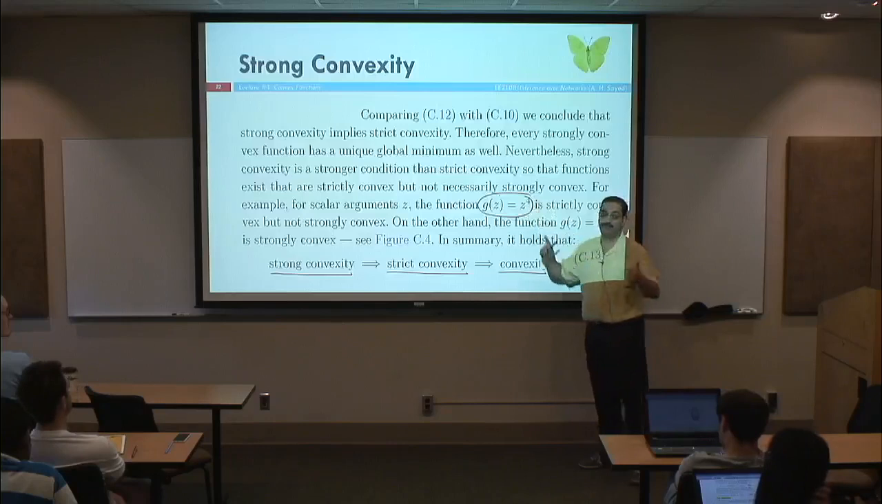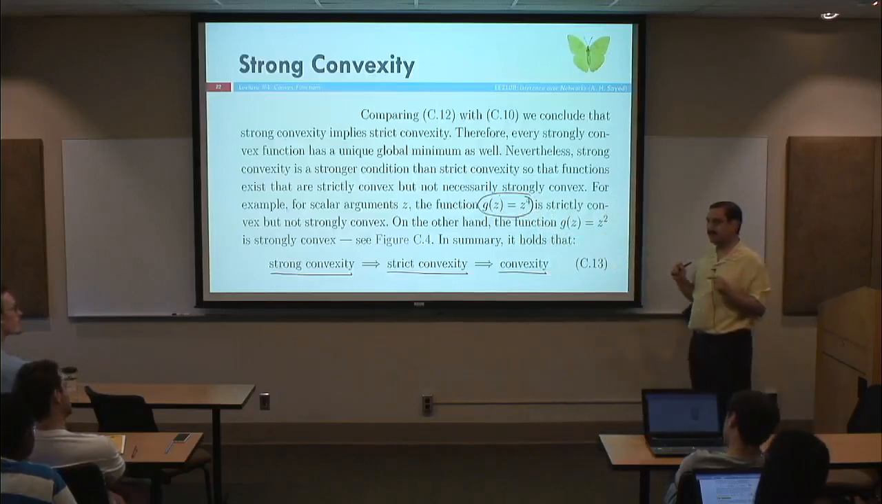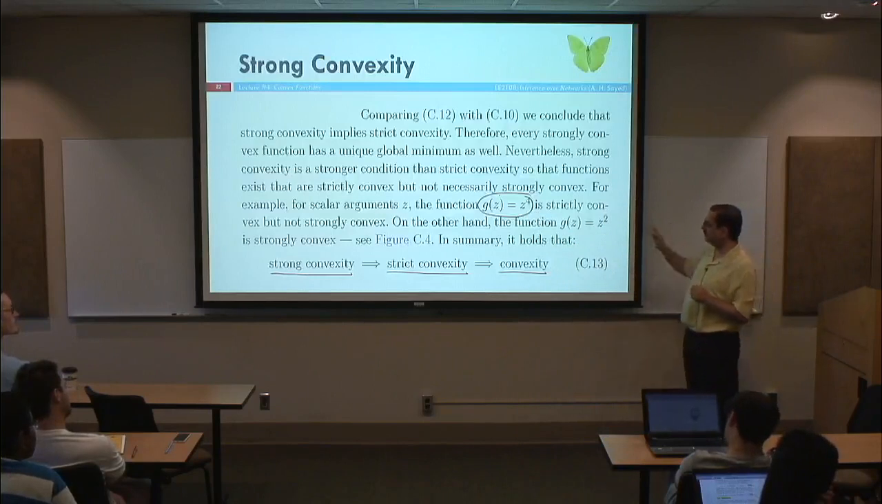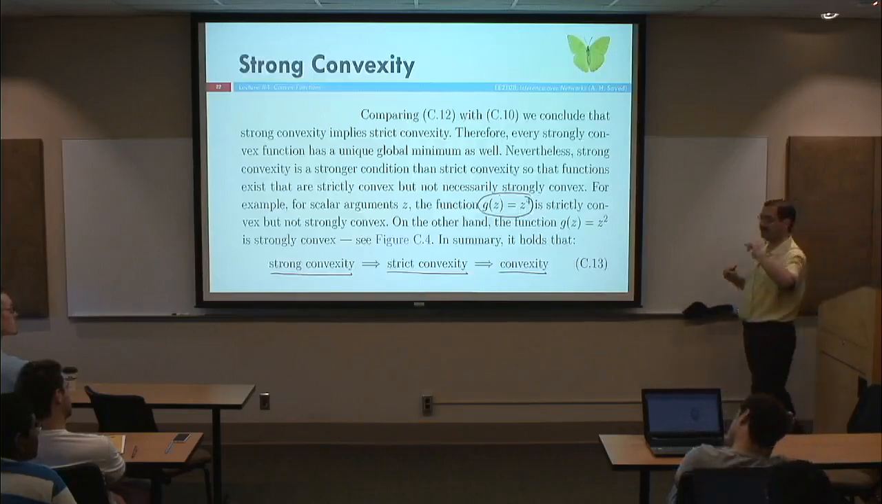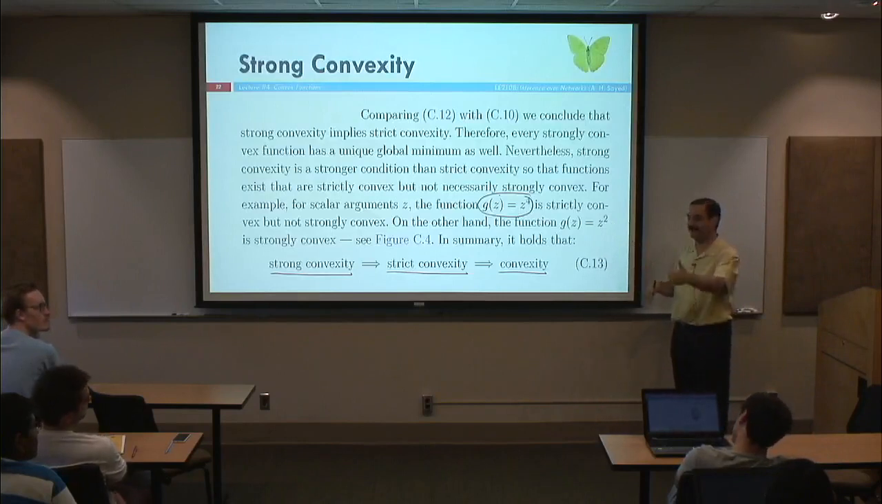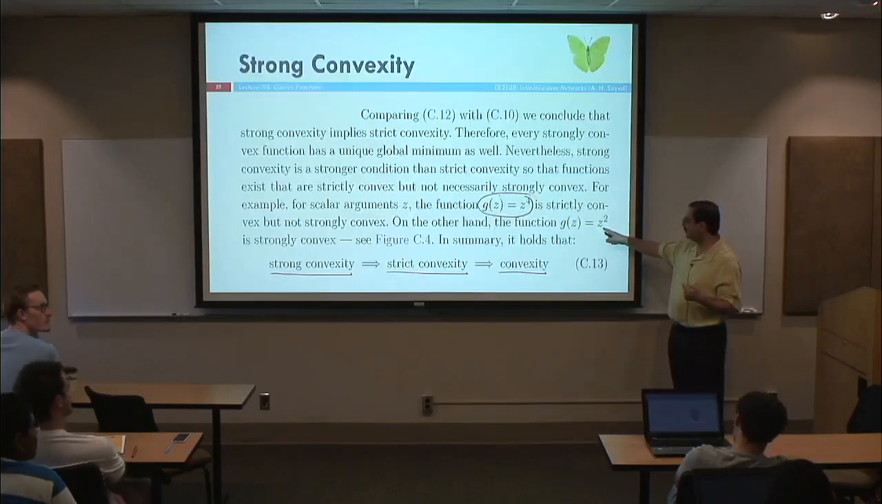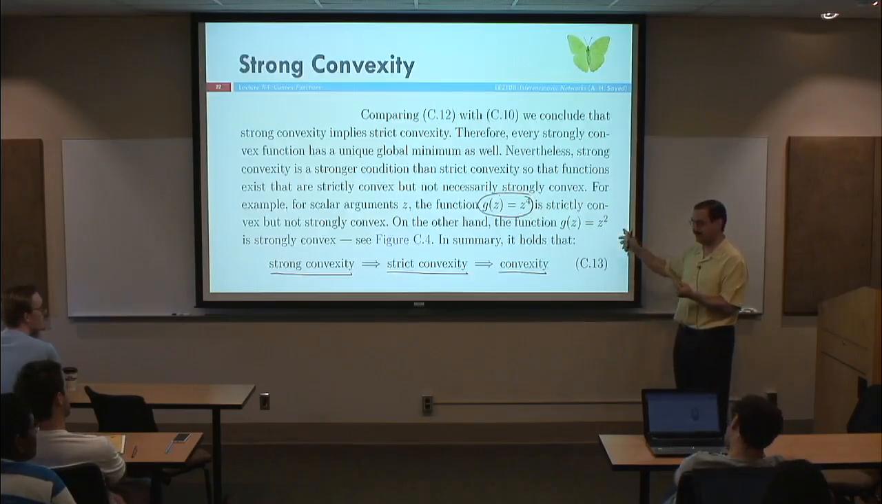Let's start with z squared. Z squared is the parabola, right? I'm going to show you very soon a way to check whether a function is strongly convex or not by looking at its Hessian. Essentially, if you look at the Hessian matrix, in the scalar case, you look at the second order derivative. What's the second order derivative here? 2. If the second order derivative is bounded away from 0, then it is strongly convex. I'll show you the statement very soon.